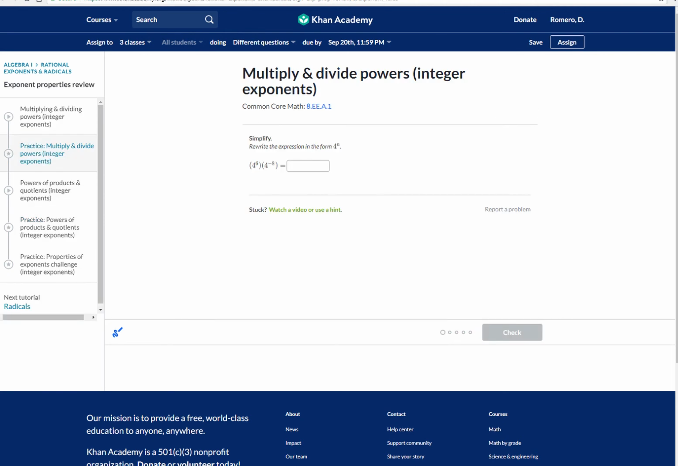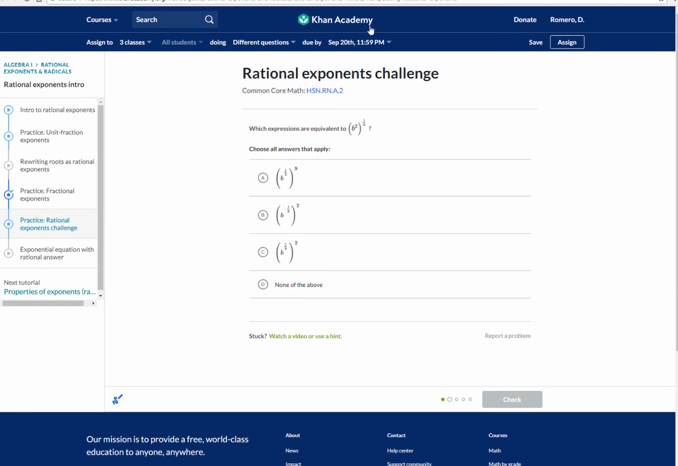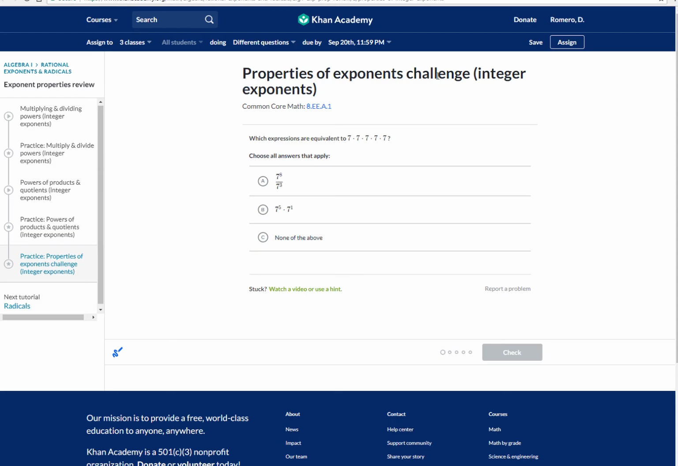Probably the ones that are most important for the test are this little group in the middle. The ones that you can pretty much expect won't be on the test, but are just there to challenge and annoy you, are towards the end, the ones that have challenge on it. Like this one actually could be something on the test, because it just deals with properties of exponents. But typically on Khan Academy, the ones that say the word challenge tend to go a little bit above and beyond.